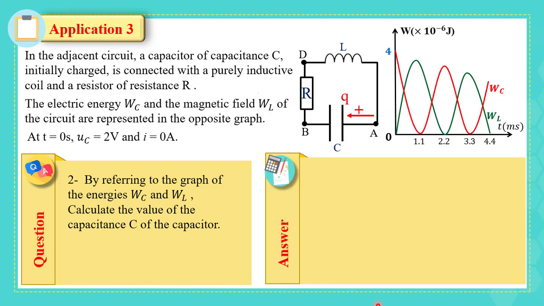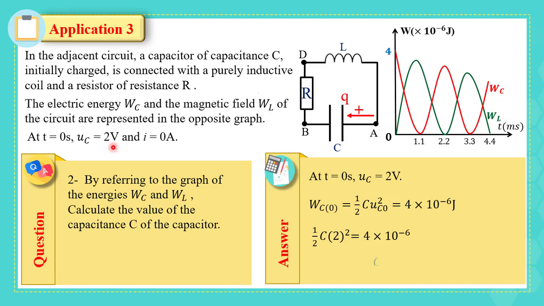Let's check this graph and see what value may help us find the capacitance. It is the electric energy. Thus, we read it at T equals zero since it's given. The energy stored in the capacitor at T equals zero is 4 times 10 exponent minus 6 joules. And we know that UC equals 2 volts, it's given. Then, after calculating it, we find that C equals 2 times 10 exponent minus 6 farad, or 2 microfarad.